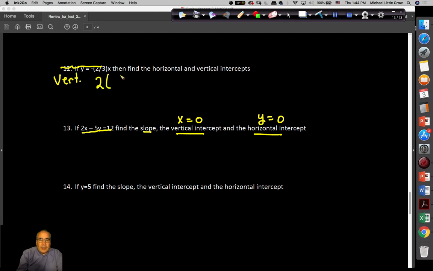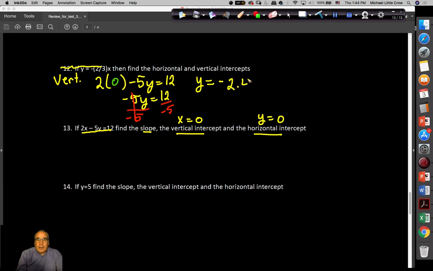We get 2 times 0 minus 5y equals 12. 2 times 0 is 0, so we're left with negative 5y equals 12. Divide both sides by negative 5. These cancel, so y is going to be equal to 12 divided by negative 5, which gives us negative 2.4. So when x is 0, y is negative 2.4.